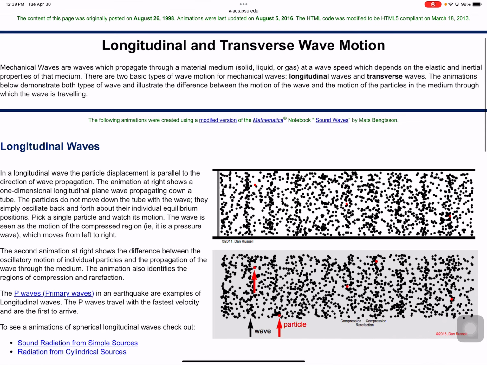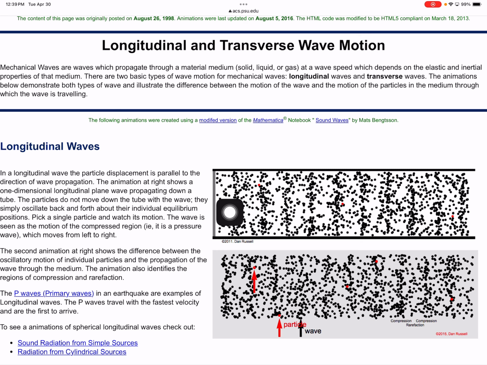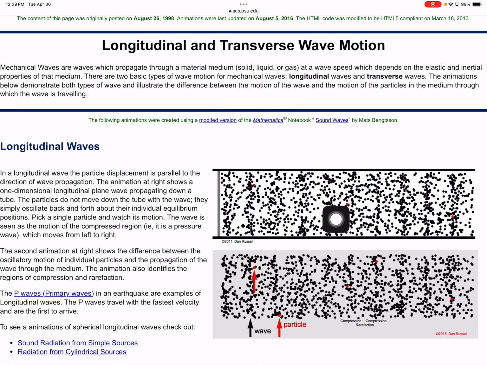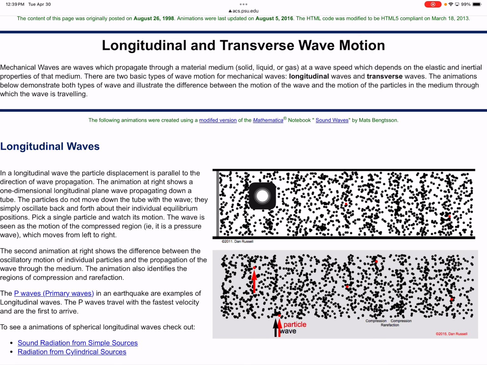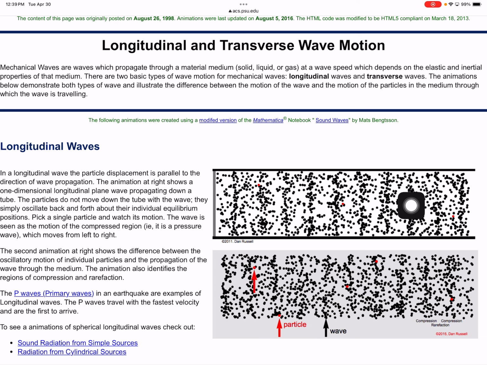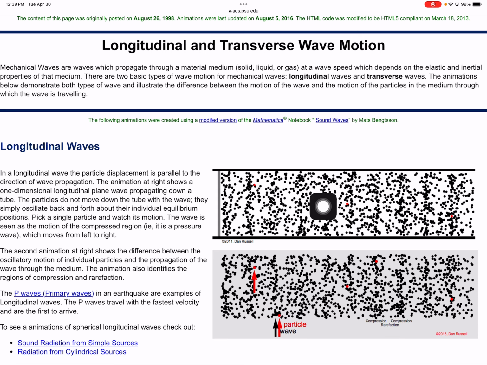Okay, so here's a longitudinal wave. In a longitudinal wave, here's the high pressure, low pressure, and that wave is traveling, and each air molecule is oscillating parallel to the direction of travel. Okay, so keep that in mind.